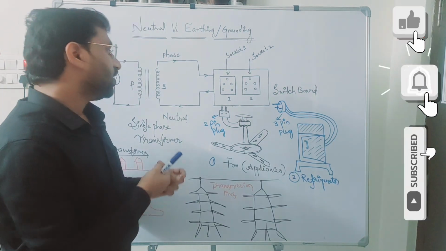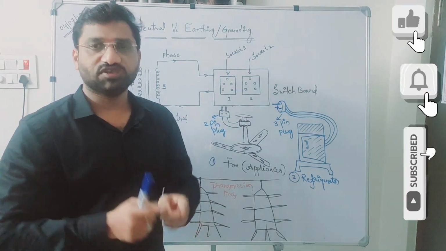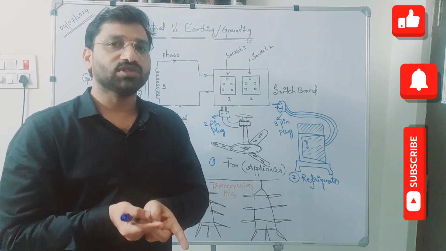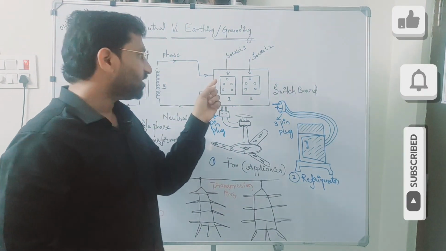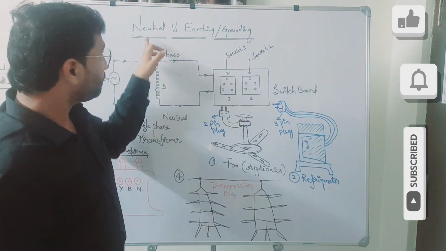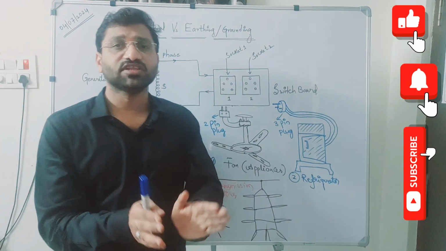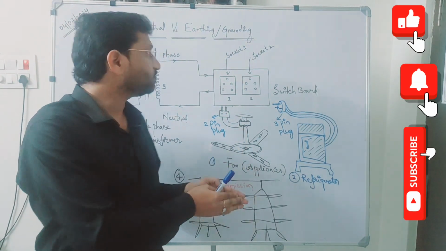So without the neutral, that path cannot be closed. Without the neutral, the current cannot flow in the circuit. If the current is not flowing through the circuit, it doesn't even go through your appliances. So simply, neutral is nothing but the return path for the current, which is coming from the load to source.